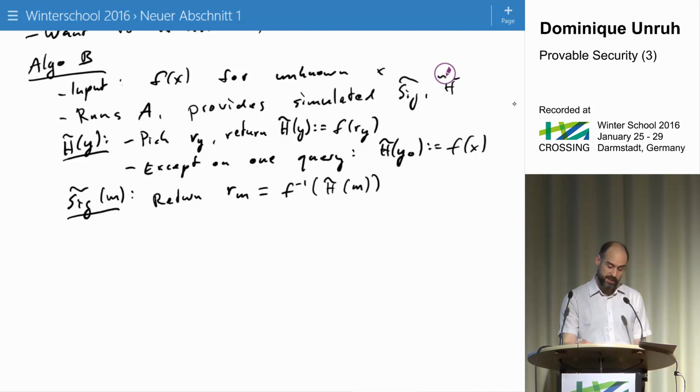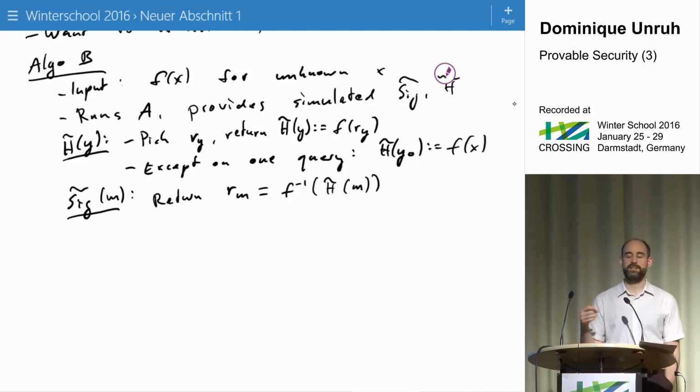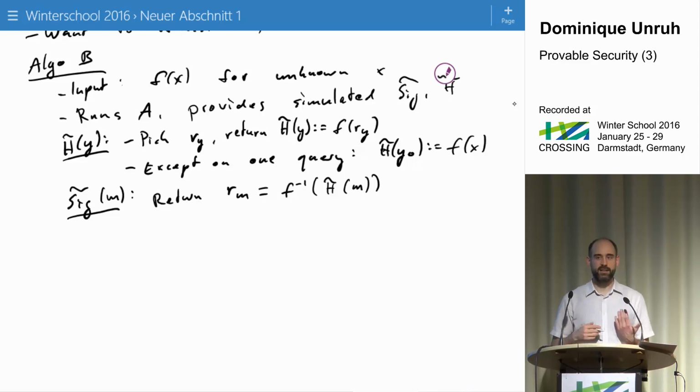There is a possibility that the adversary happens to make a signing query on the input that we picked this way. This will give us a certain error in the simulation, but it turns out that this probability is small enough that it won't ruin everything, so we will assume that it never happens.